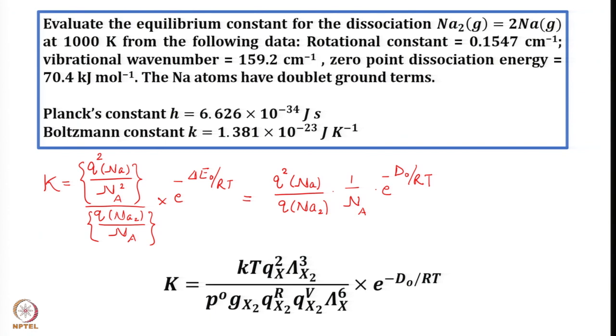What we have is the ratio of partition functions for sodium squared divided by the partition function for disodium, 1 by Na, which comes from this Na square and Na, and then the exponential term is there. Now you remember that Na is an atom, a sodium atom, and then you have QNa2, this is disodium, that means it is a molecule. So therefore, we have to carefully decide what contributions come in.